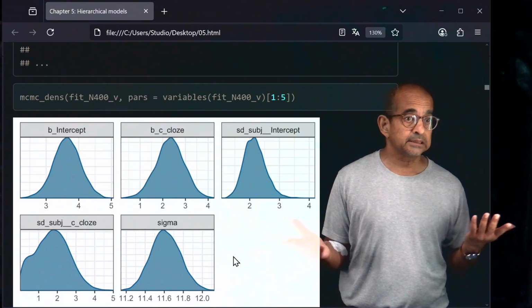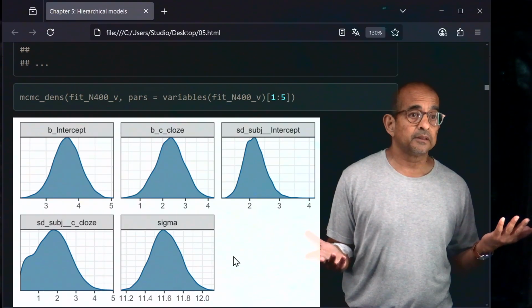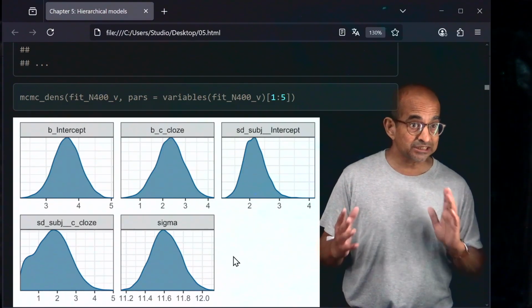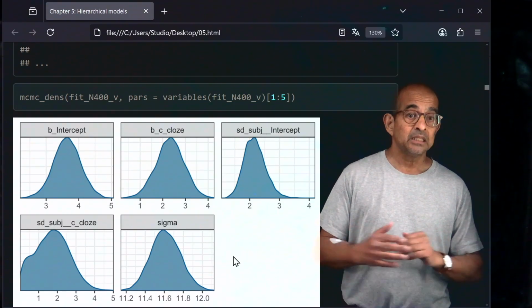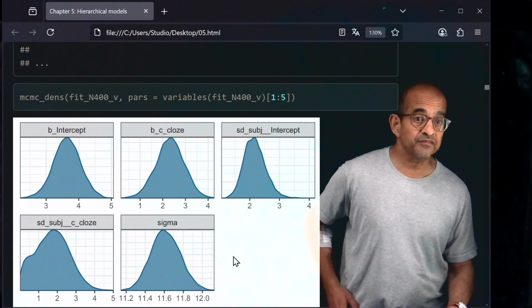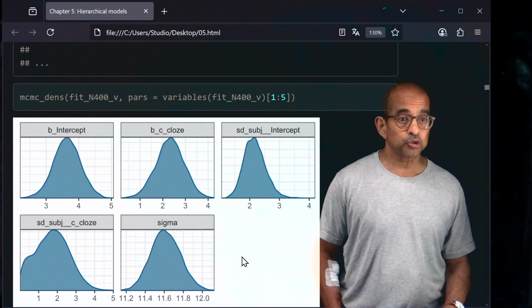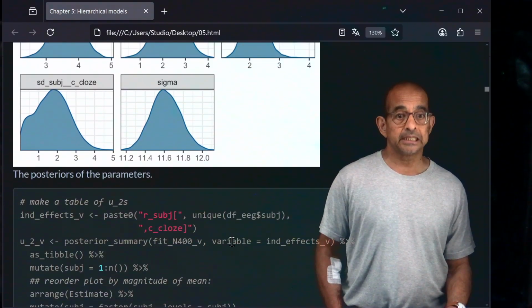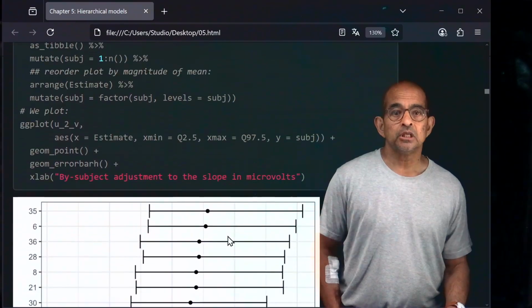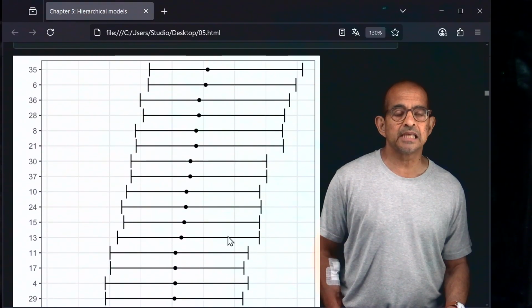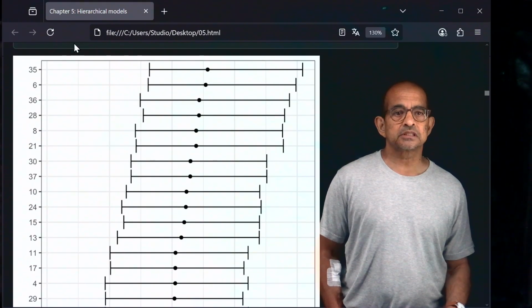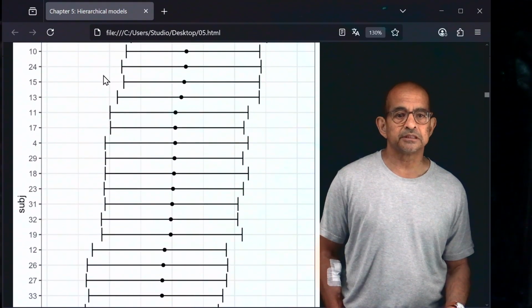You're not seeing the individual level posteriors here, but they are there in the model. You could extract them and plot them, right? So instead of showing 5 parameters here, I could be showing you 105 if there were 50 subjects. Okay, but there are that many parameters in the model. So what I want to show you next is the posteriors for each of the subject's slope parameter.